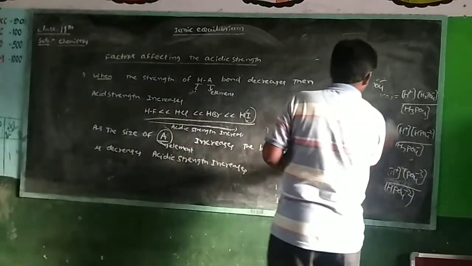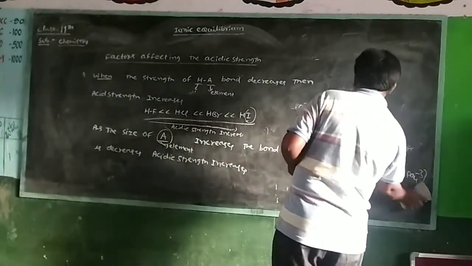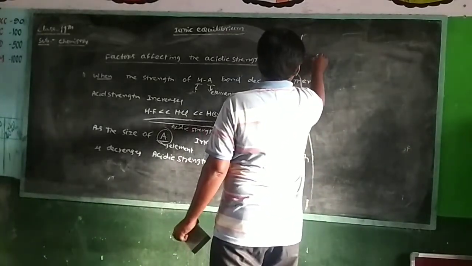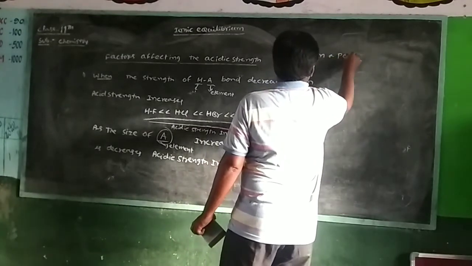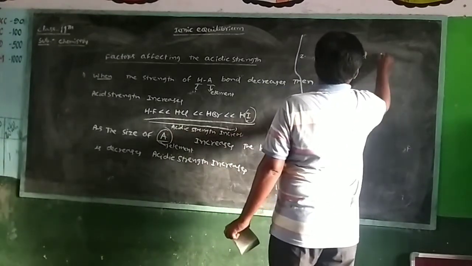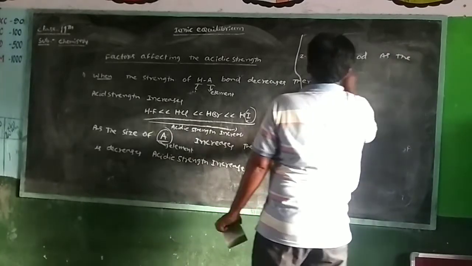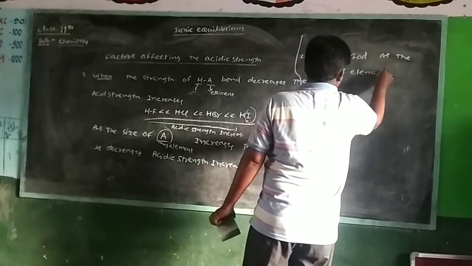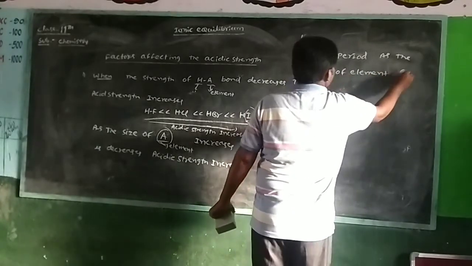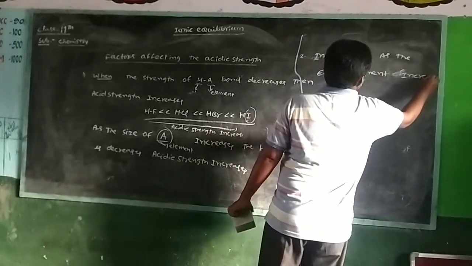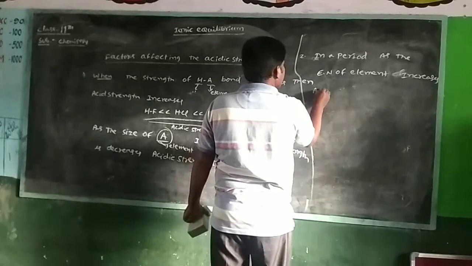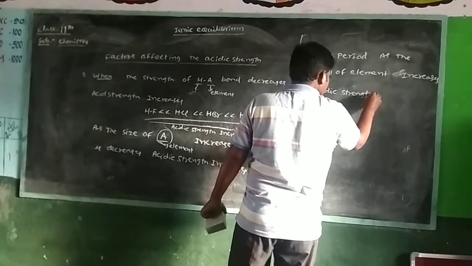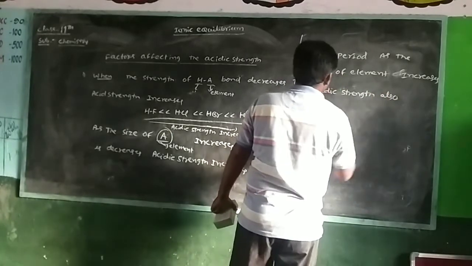And the next point is, in a period, as the electronegativity of the element increases, the acidic strength also increases.